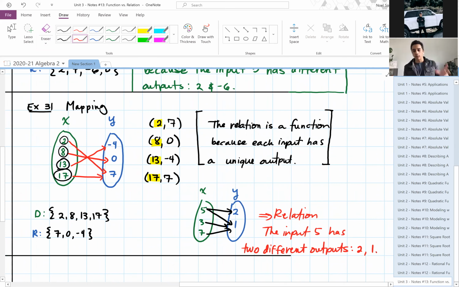Okay, and I show you that one because sometimes some of you need to see, well, if this is the function, show me the relation. So I wanted to show you both so that you know which one is showing a function and which one is showing a relation. And that's the difference.